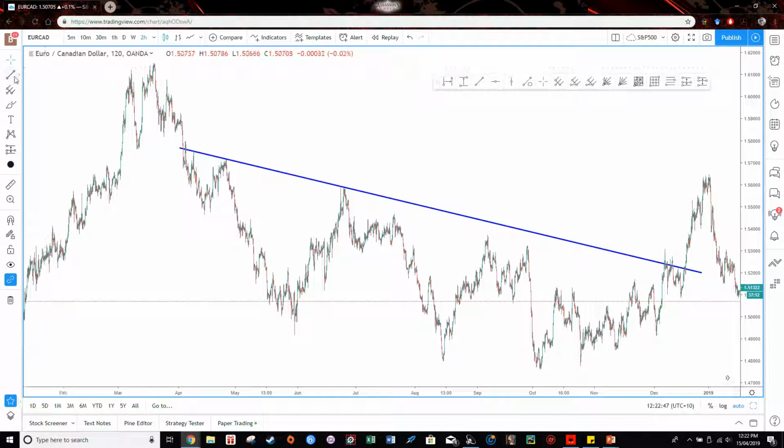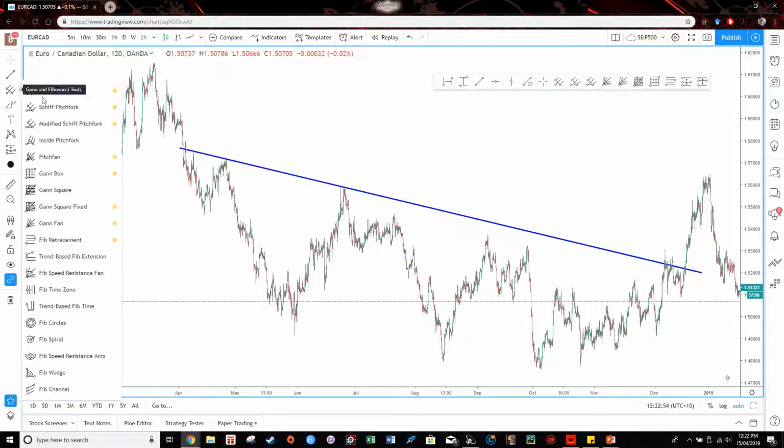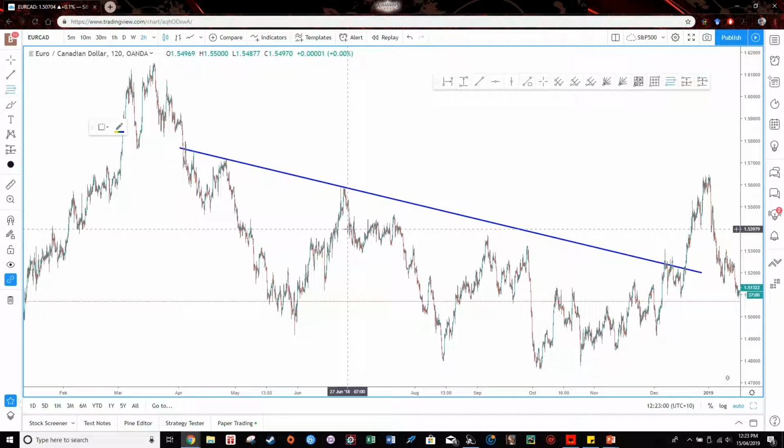On the left here, you've got your tools section. This is where all your Gann and Fibonacci tools are. You click on this arrow, and you're gonna get your fib retracement. So always remember this. Once you click on your fib retracement, now this is the hardest part. This is where everyone gets confused.